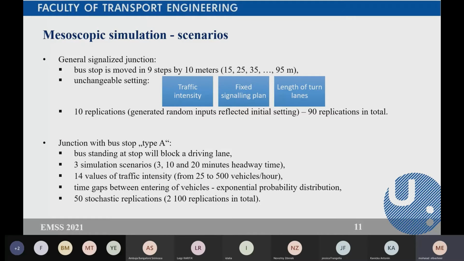The second application is focused on the stop type A. It is an examination of the core effect that a bus standing at a stop will block a driving lane. 3 simulation scenarios were applied. They differ in headway time between bus services and also different values of traffic intensity.